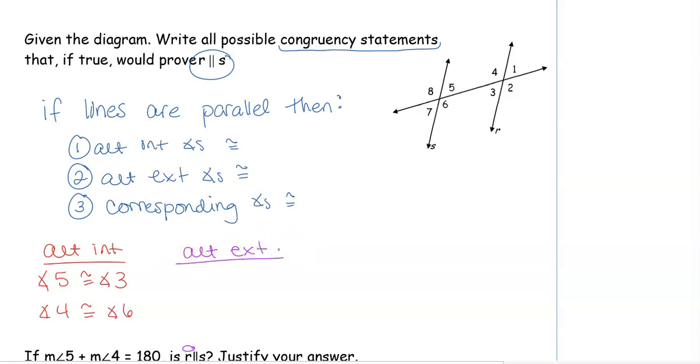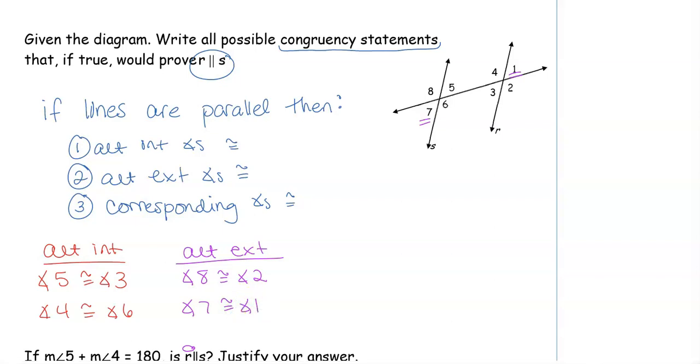I could also prove the lines are parallel by showing that the alternate exterior angles are congruent. So if I have 8 here, alternate exterior, if I could show that angle 8 would be congruent to angle 2, I could prove my lines parallel. Angle 7, whoops, not angle 4. We want alternate exterior. So 7's on the bottom, 1's on the top. Exterior angles show that angle 7 is congruent to angle 1.